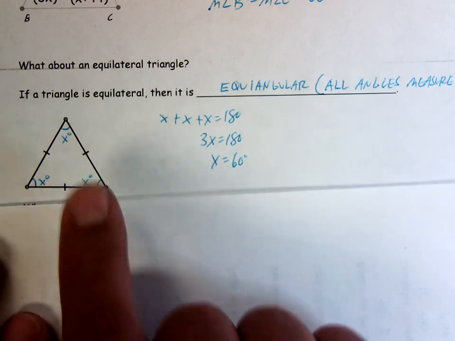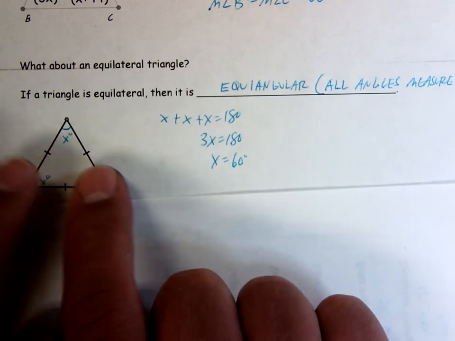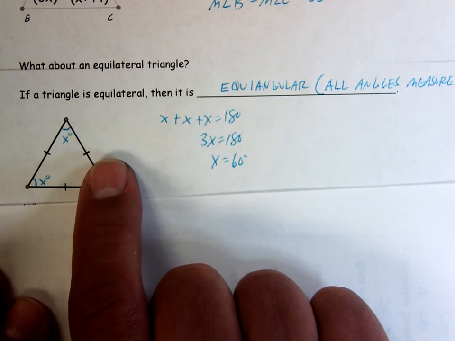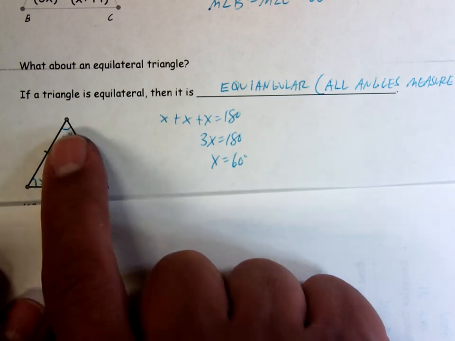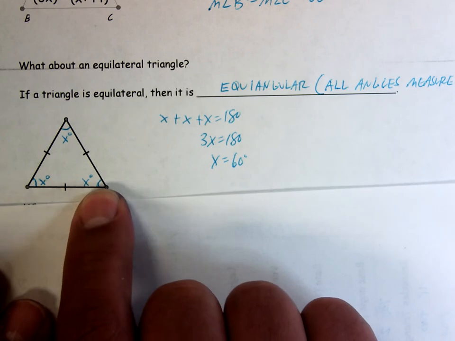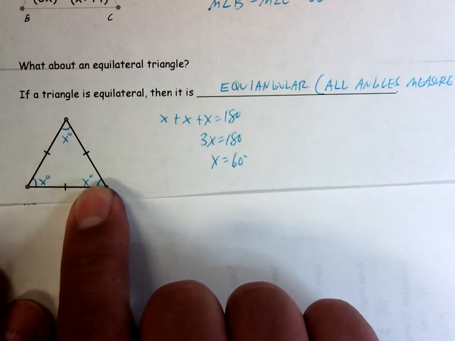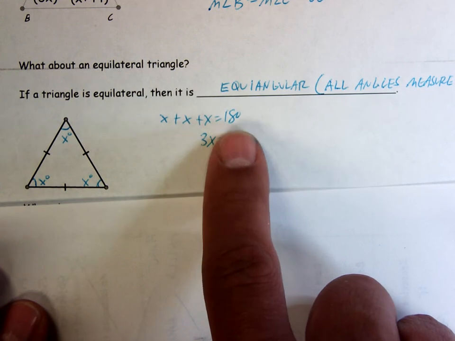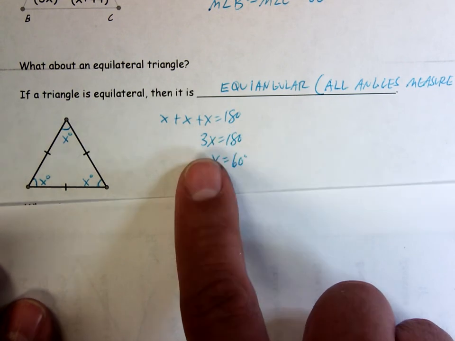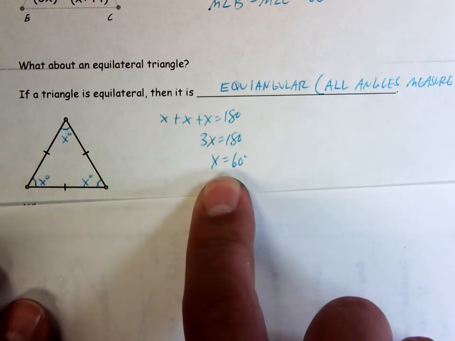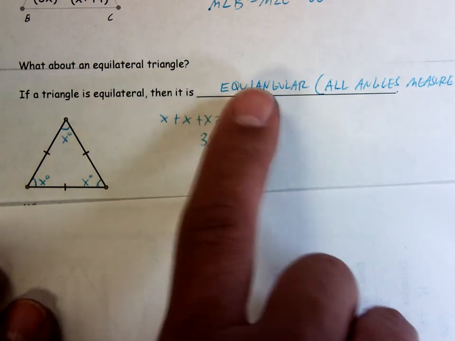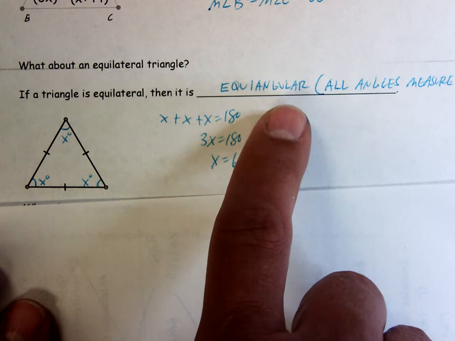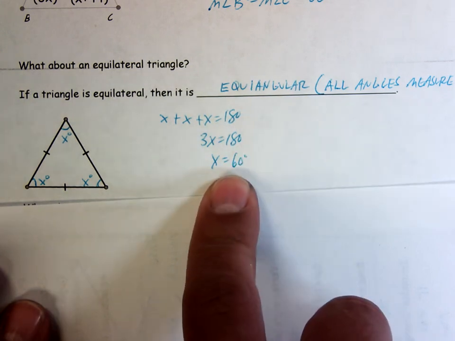And if I measure this, notice it just gave me the tick marks. Tick, tick, tick, which means all my sides are the same. But if all the sides are the same, then all the angles must be the same. And so if they're all x, then x plus x plus x should be equal to 180. So 3x equals 180, or x has to be 60 degrees. So if I have an equilateral triangle, then I also know it is equiangular. If it's equiangular, all my angles have to be 60 degrees.